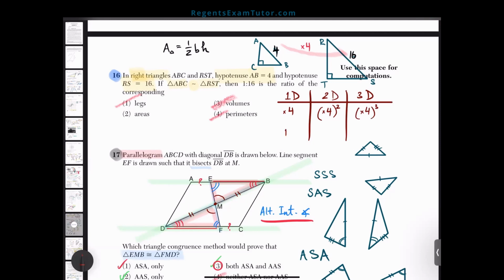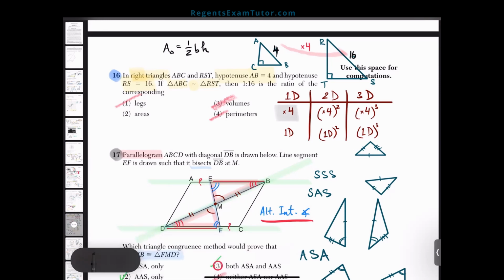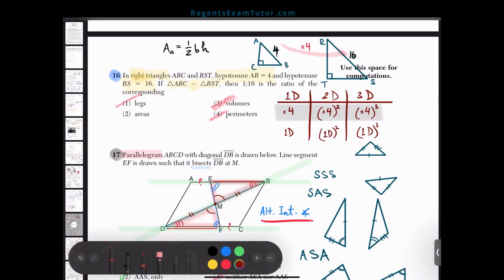So you could think of it like this. If this is the one-dimensional value, or scale factor rather, you take that 1D and you square it to get 2D. You take that 1D and you cube it to get the 3D answer. It makes sense. It's just not typically thought of this way, but now you can think about it that way. So let's go ahead and try that highlighted row.